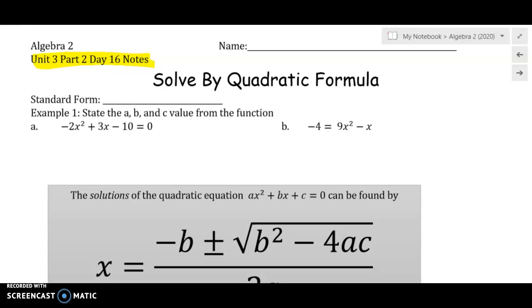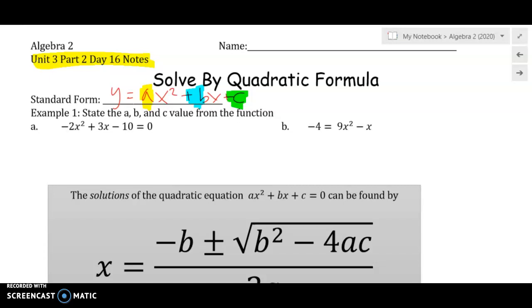At the top of the notes it says standard form. This takes us back a little bit. Standard form is y equals ax squared plus bx plus c. The part I really want you to pay attention to for these next two problems is the a value, which is yellow, the b value, which is blue, and the c value, which is green. Those are going to be important to us when we use the quadratic formula.